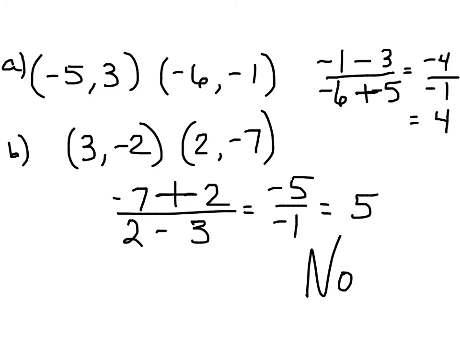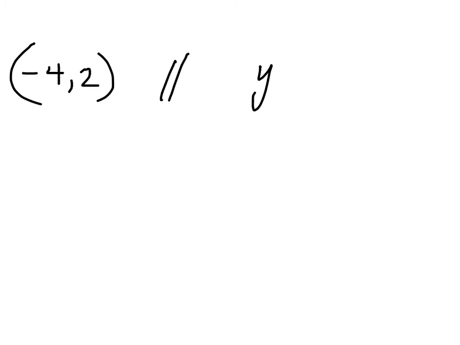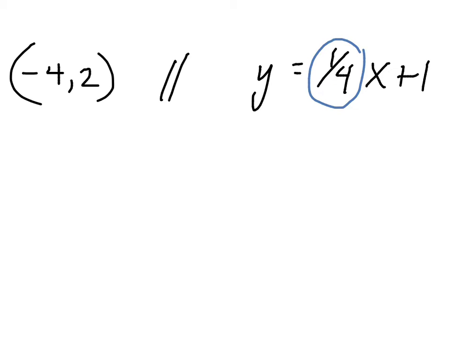Then, the other one on the check for understanding has the point negative 4, 2, and is parallel to y equals 1/4 x plus 1. So when you're doing this problem, remember what we want to take from the line that they gave us. What do we need to take out of the line that they give us? The slope. I need to take out the 1/4. I need to borrow that slope for a second. So my slope is equal to 1/4.